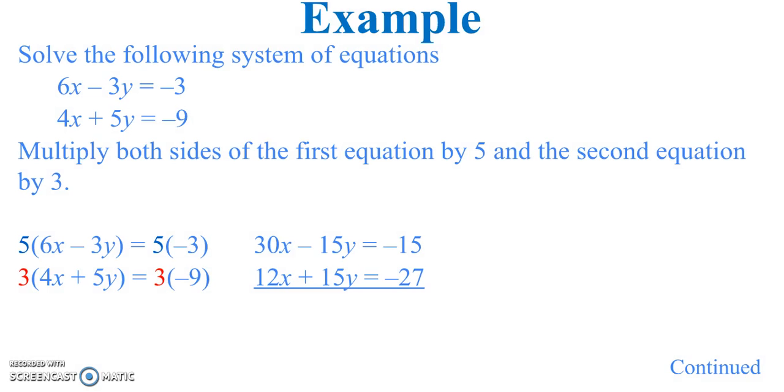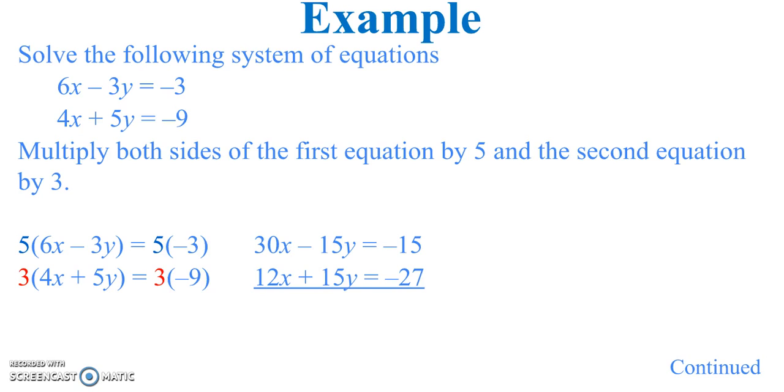Here's one that's not so pretty. So in this case, my x's and my y's do not cancel. So I'm going to look at the first equation, and I know that if I multiply the first equation by 5 and the second equation by 3, I can cancel out my y's.